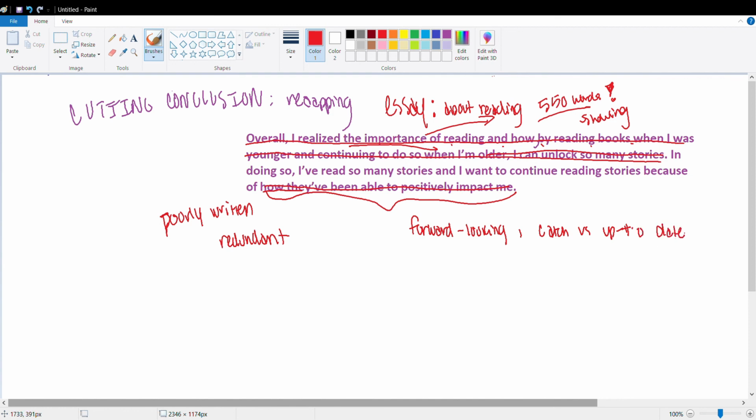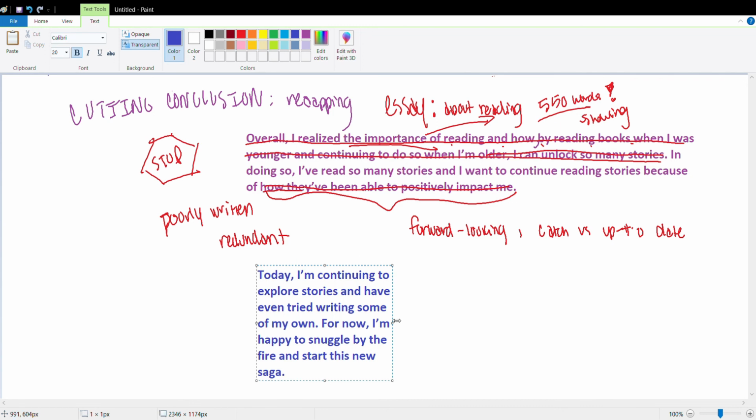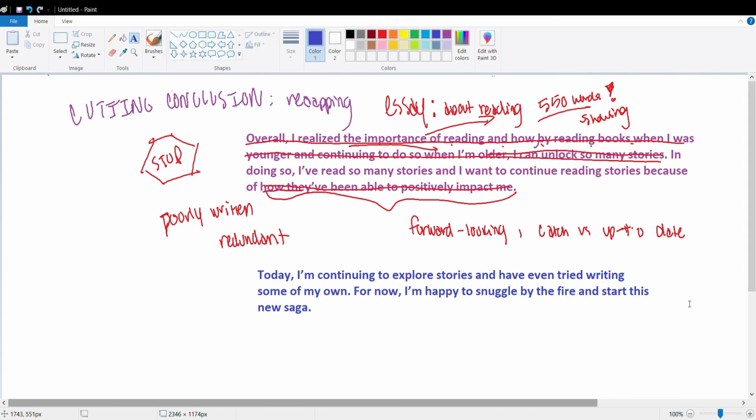Sorry, I'm struggling. But you can continue telling the story, and then you don't have this abrupt stop in the story where we have to read this explanation of the story that we just read 550 words of. Instead, the conclusion can still work to be a part of your story. So here's a more effective conclusion that I've drafted. Today, I'm continuing to explore stories and have even tried writing some of my own. For now, I'm happy to snuggle by the fire and start this new saga.